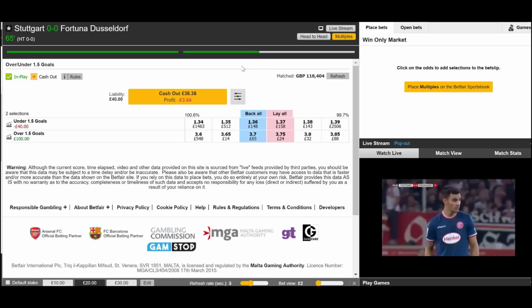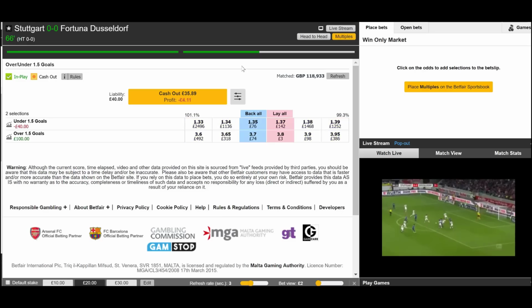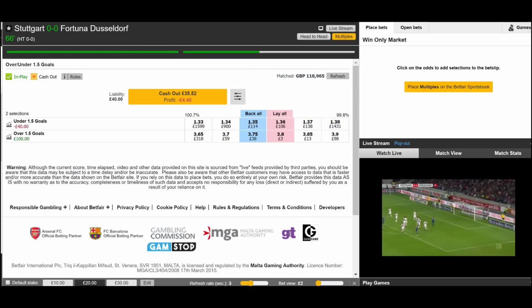If a goal goes in, then we're going to use the trailing stop loss strategy to try and maximize our profits and make more than we would if we were to cash out. But anyway, we're going to let this one play and see if we can get a goal pretty soon. That would be very, very nice on this.